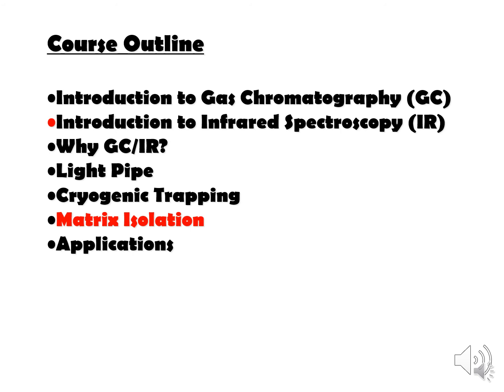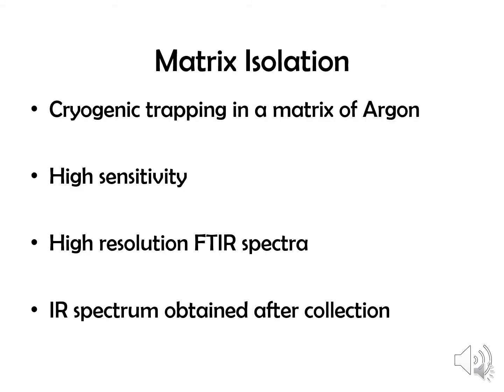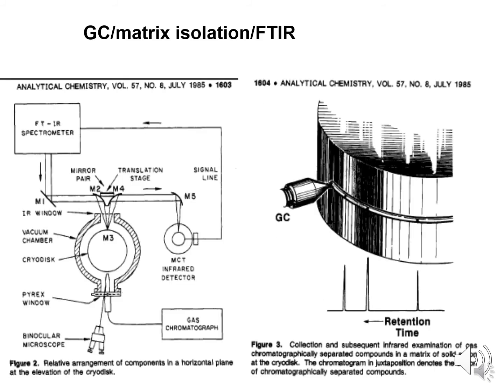Okay, now going on to matrix isolation. In matrix isolation, you do cryogenic trapping also, in a matrix of argon. You've got high sensitivity, and it gives you high quality spectra. And again, just like cryogenic trapping, the infrared spectrum is obtained after the collection phase. So here's a paper we published in Analytical Chemistry showing this technique when we first came out with it.